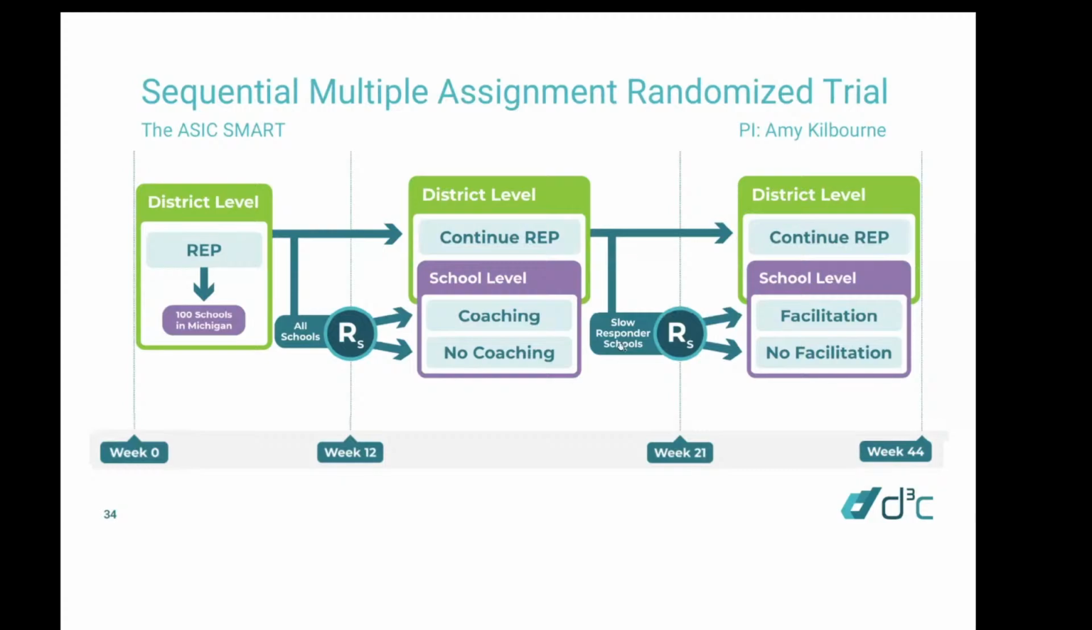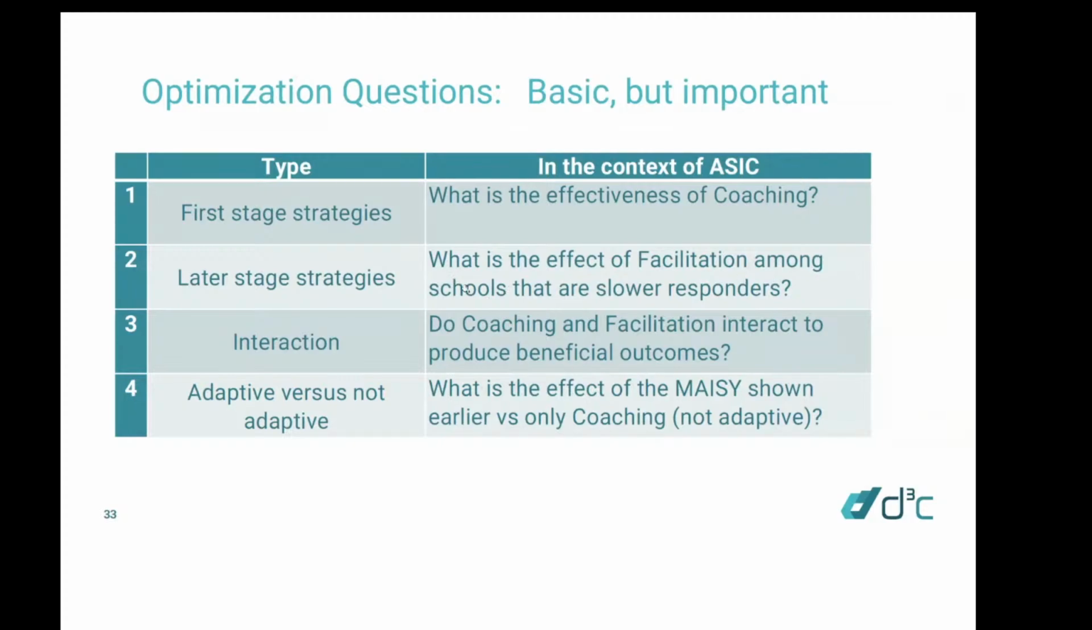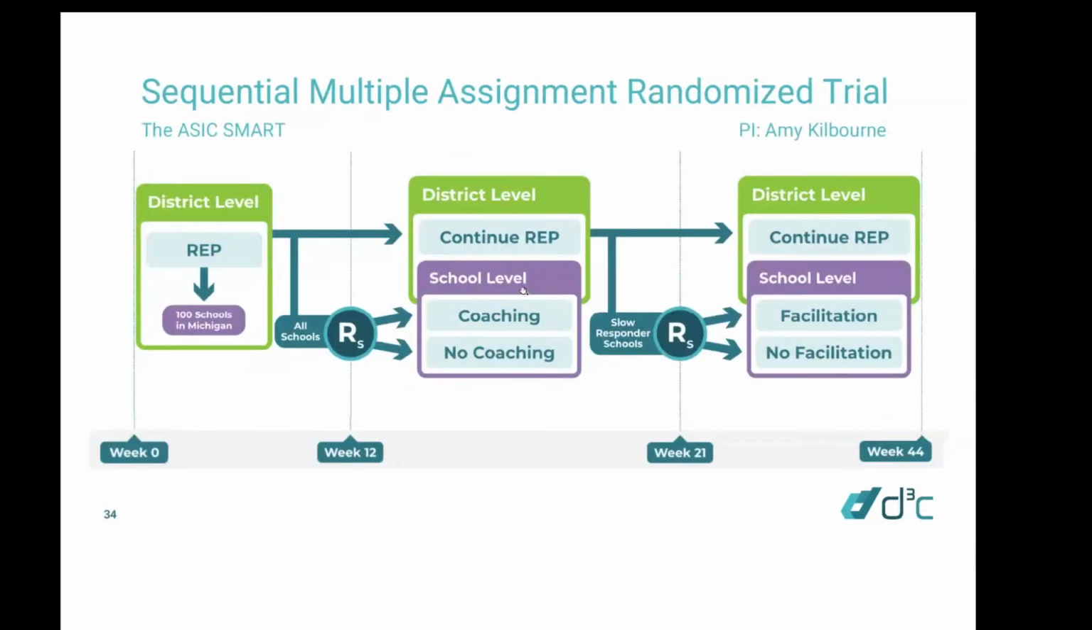Then at week 21, among the schools that are slow responding, notice what I just said, only among the schools that are slow responding, I randomized to whether or not those schools get facilitation or not. That's because I really want to know, among these schools right here that are slow responding, do we need facilitation? I'm trying to answer that second question. Now, notice we already know from this, before we ever did this study, we already had decided that schools that are responding ought not ever even be considered for facilitation. That was already decided. That was an aspect of the MAISY that was already decided. Here we're asking a different question. Among the schools that are not doing so hot, do we need facilitation?